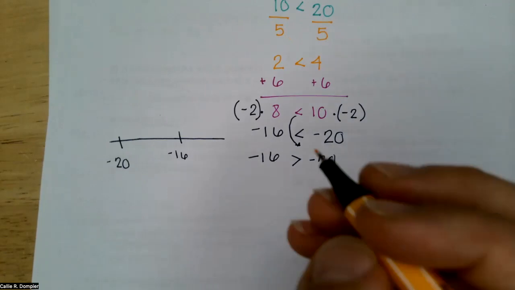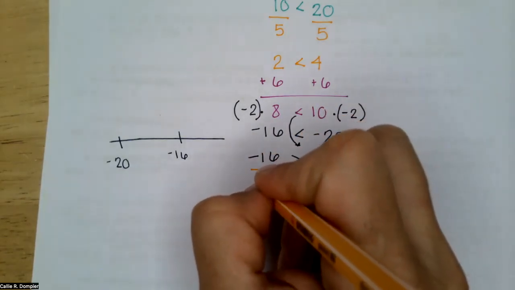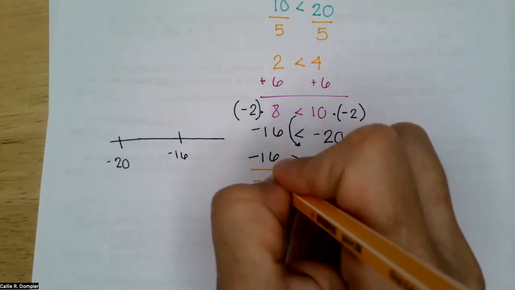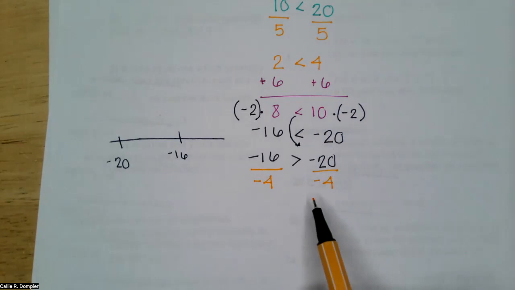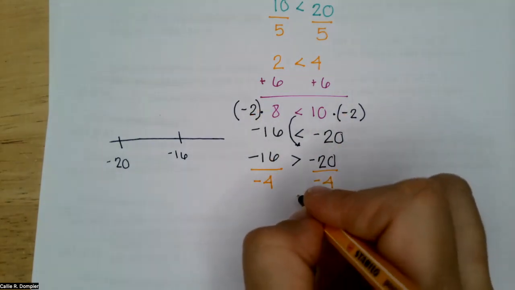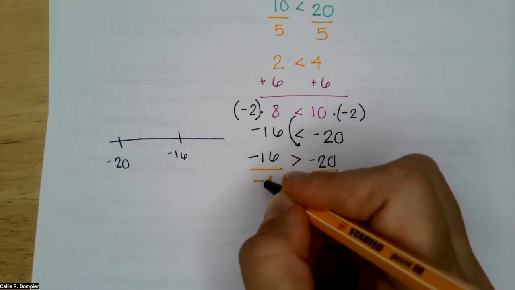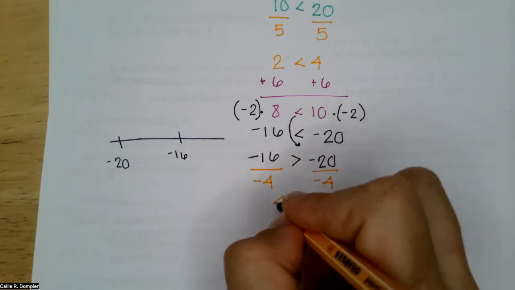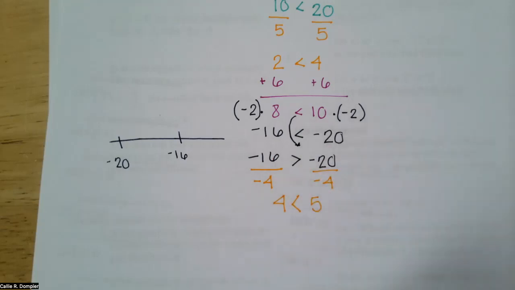So now if I divide by -4, again, I'm dividing by a negative, just like up here I was multiplying by a negative, so I need to flip the sign. -16 divided by -4, a negative divided by a negative is a positive. 16 divided by 4 is 4. Negative 20 divided by negative 4 is 5. 4 is less than 5. So it's true when I switch it.